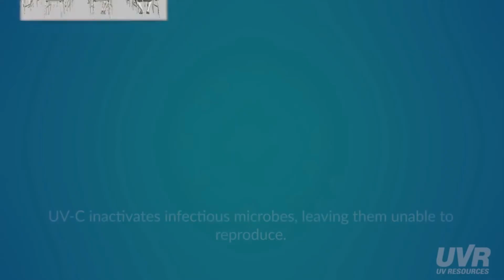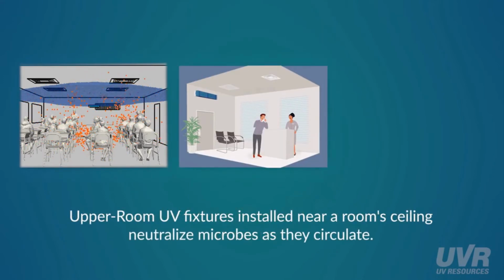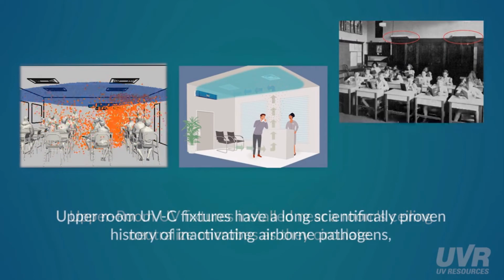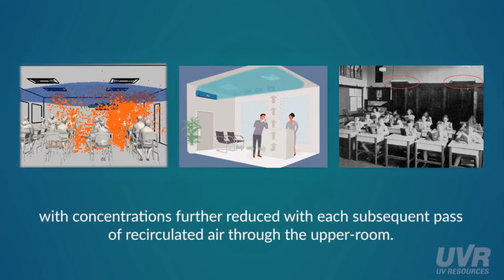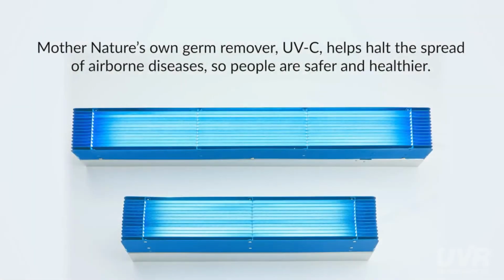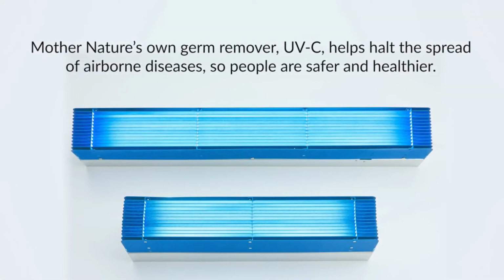To recap, UVC inactivates infectious microbes, leaving them unable to reproduce. Upper room UV fixtures installed near a room's ceiling neutralize microbes as they circulate. Upper room UVC fixtures have a long, scientifically proven history of inactivating airborne pathogens, with concentrations further reduced with each subsequent pass of recirculated air through the upper room. Mother Nature's own germ remover, UVC, helps halt the spread of airborne diseases, so people are safer and healthier.